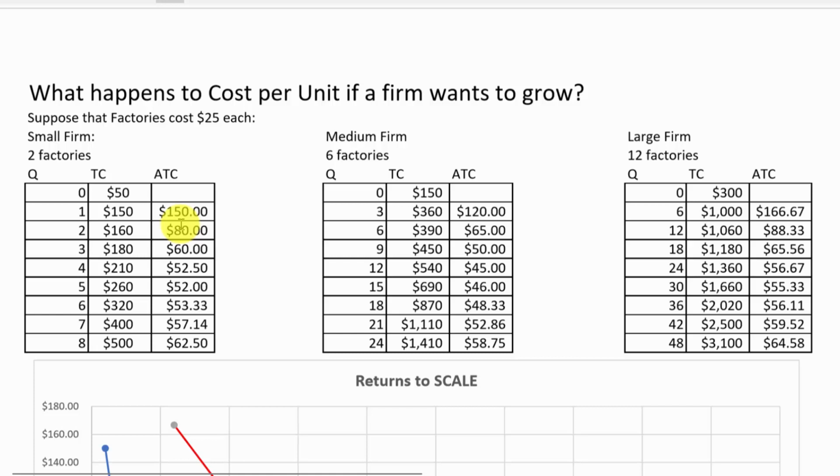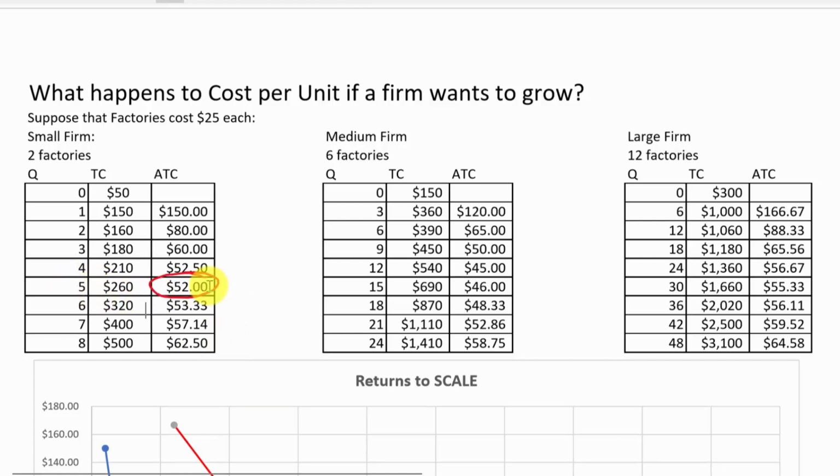As usually happens, average total cost starts high, then decreases down to a minimum. And here we see that minimum here is $52 per unit. So that's the lowest average total cost this firm could produce, and that's when they're producing 5 units.